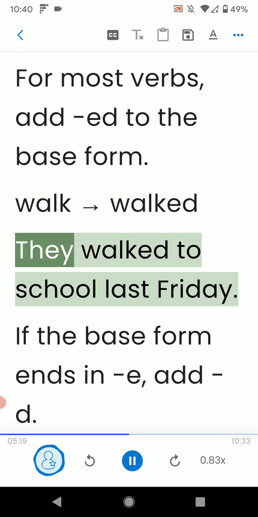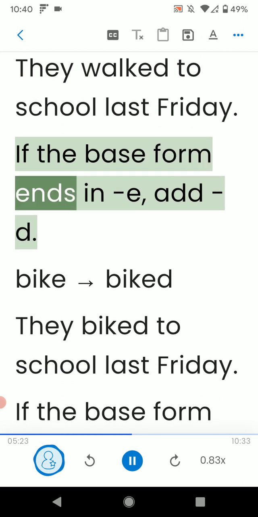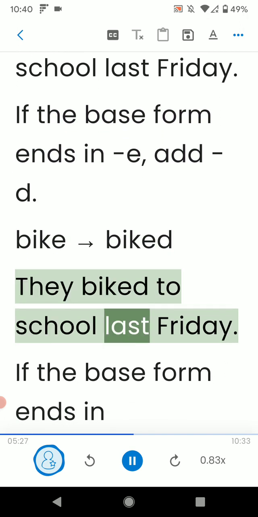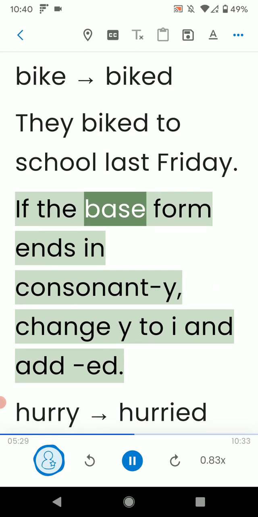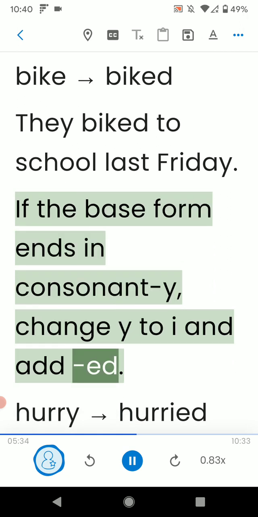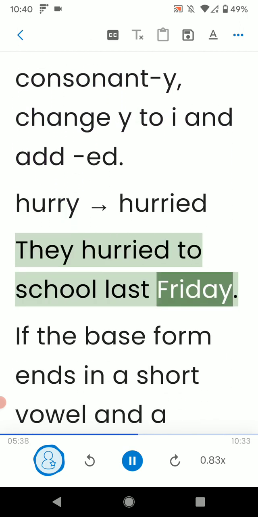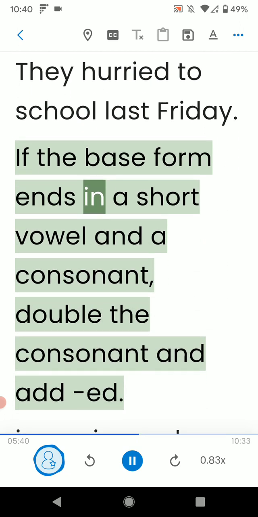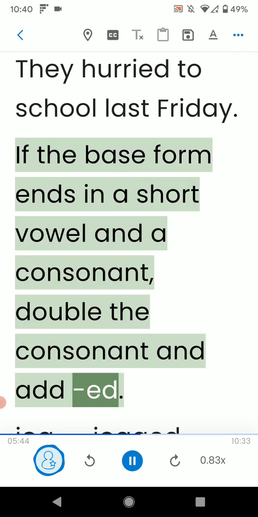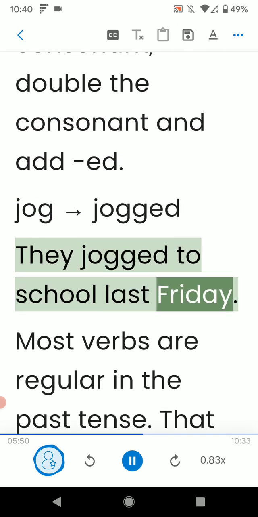Walk, walked. They walked to school last Friday. If the base form ends in e, add d. Bike, biked. They biked to school last Friday. If the base form ends in consonant y, change y to i and add ed. Hurry, hurried. They hurried to school last Friday. If the base form ends in a short vowel and a consonant, double the consonant and add ed. Jogged. They jogged to school last Friday.